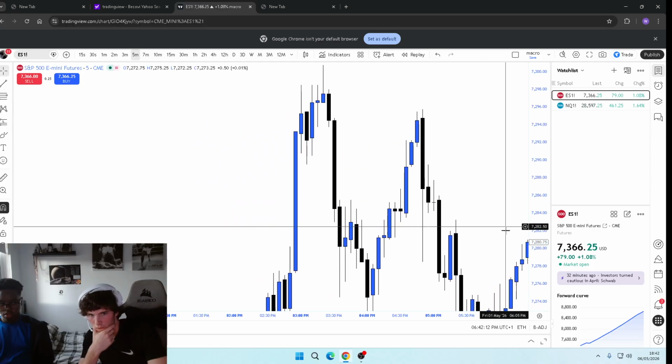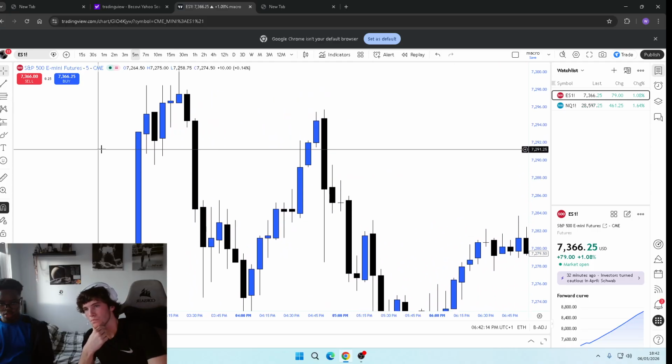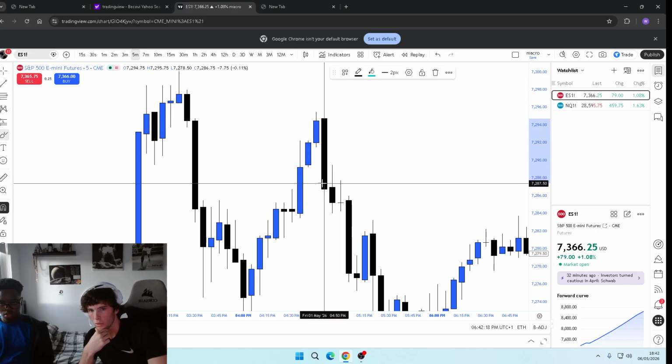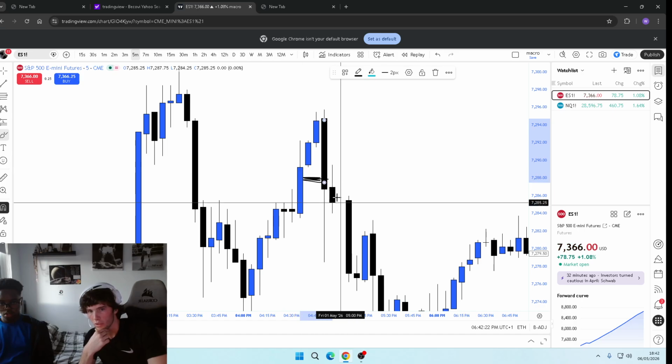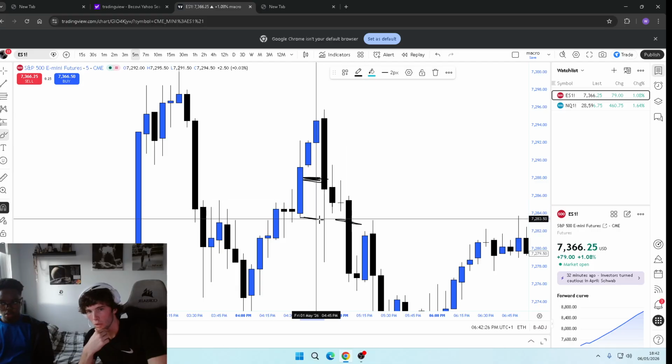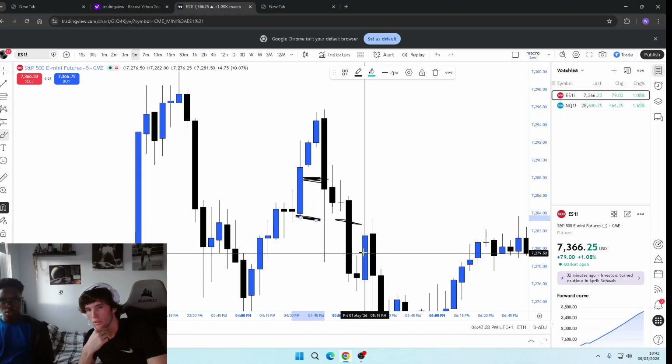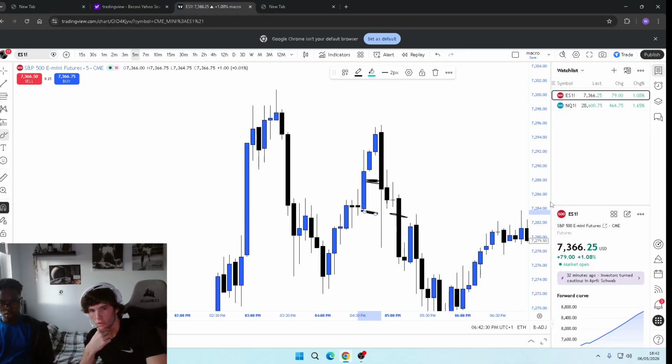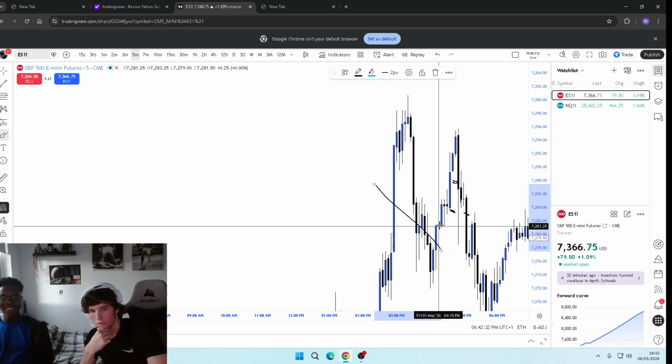Right here. So you think the market is gonna come down and then fill this fair value gap right here, but then look, see this candle right here? No, not this one. This one here closes below that. So that means we're gonna change the trend. We're gonna go down.